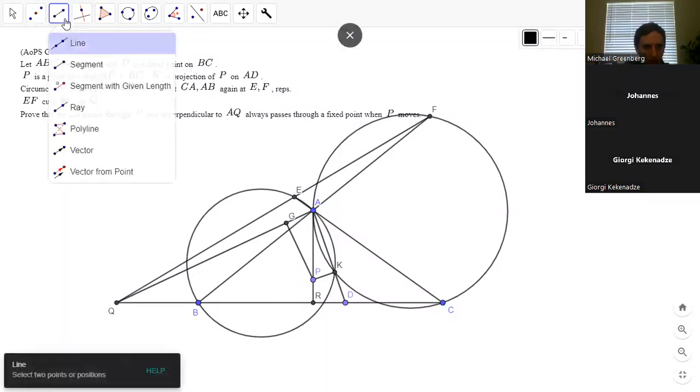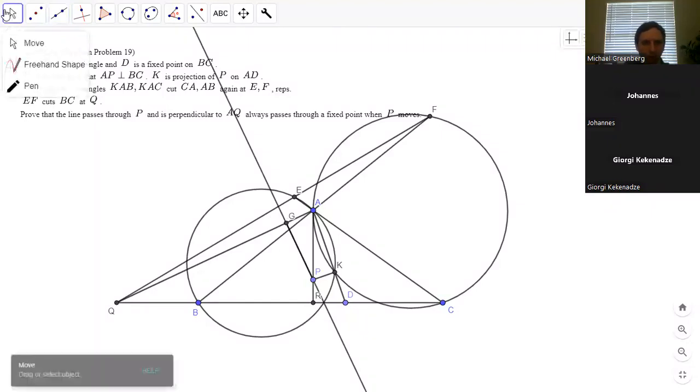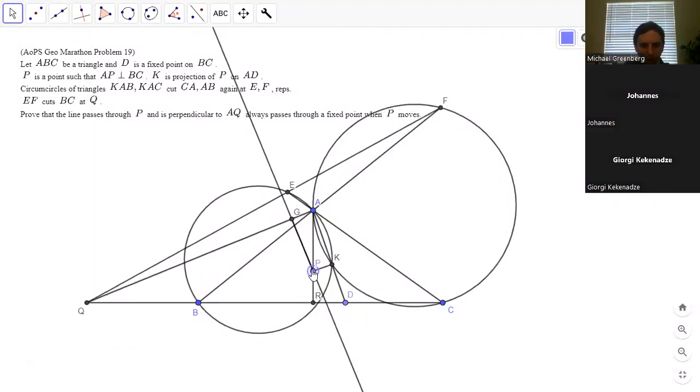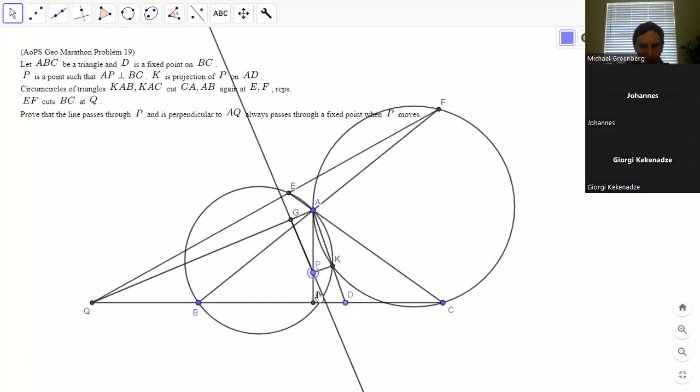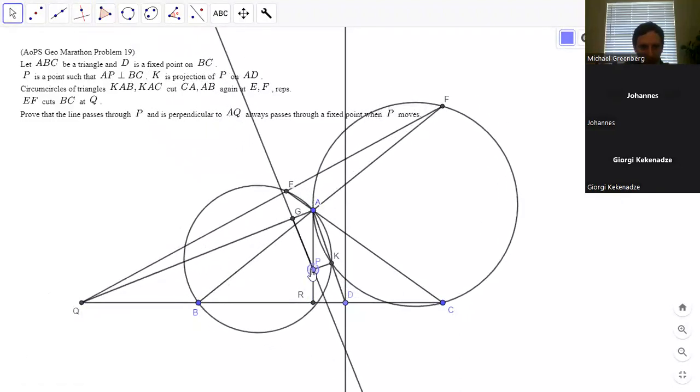So let's draw that line. Oh, do these concur? No. I was gonna say, we could try this. Is it that point? Yeah, it looks like it is that point.